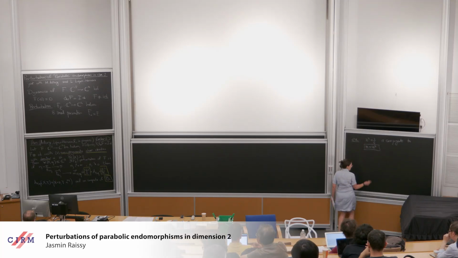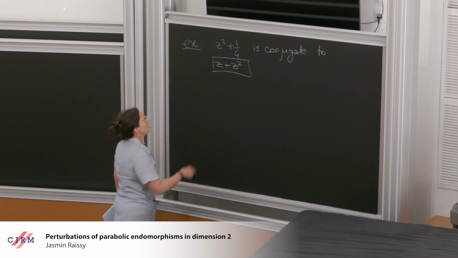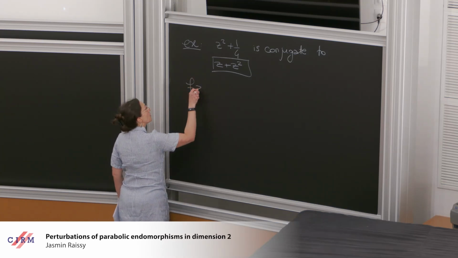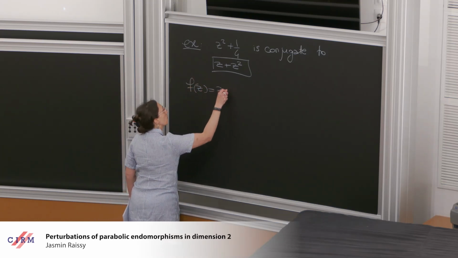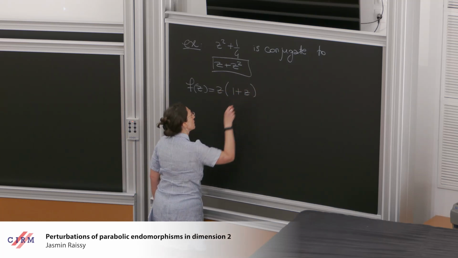So I'm going to do it quickly for you. So what happens for this map? This is one-dimensional. So let me rewrite it like 1 plus z.